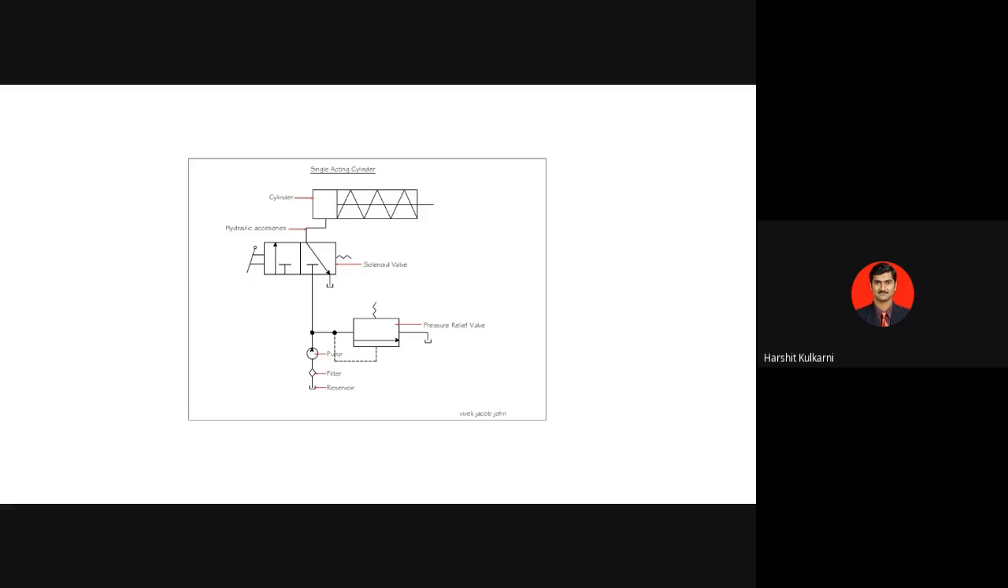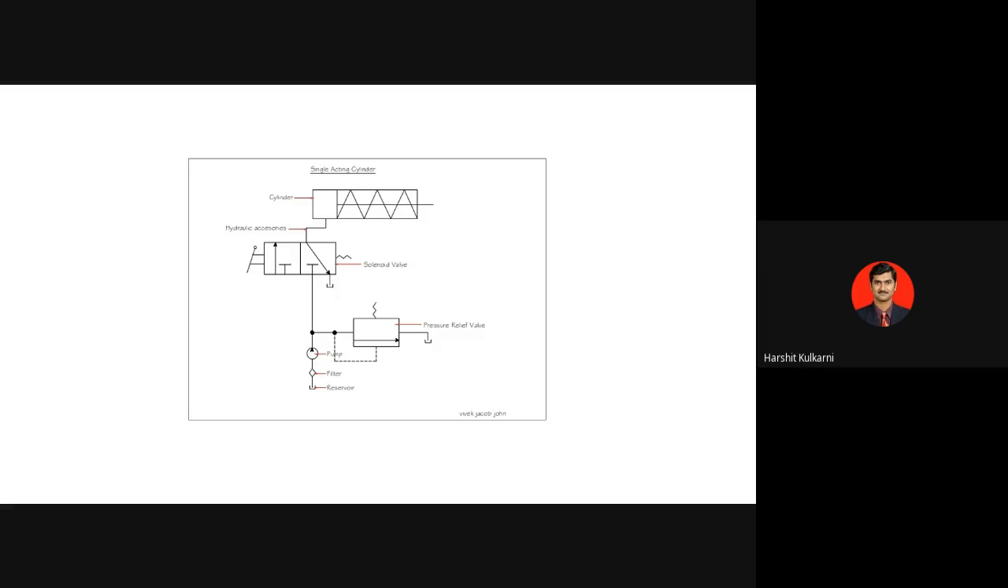So when you want to extend the cylinder, what will they do? They will manually push this button. There will be a lever. If you pull the lever, what will happen? This envelope will get connected over here. So oil from the pump will be pumped from port P to A, which will enter the blank end of the cylinder. It will push this piston, compress the spring, complete the extension stroke, and then once the extension stroke is completed, it will be held in that position.